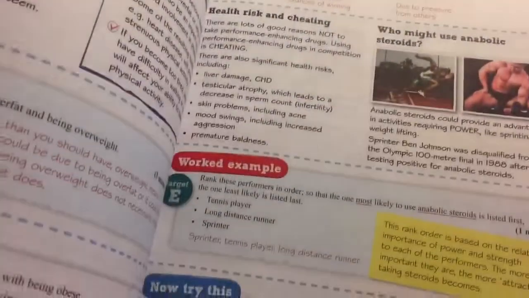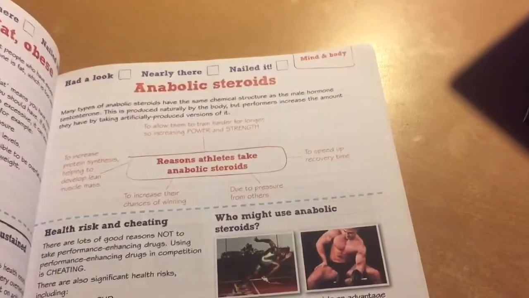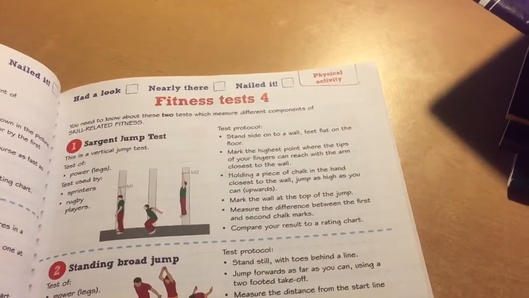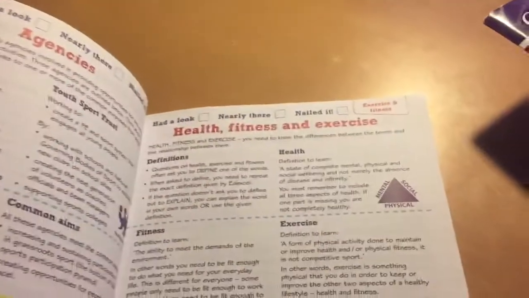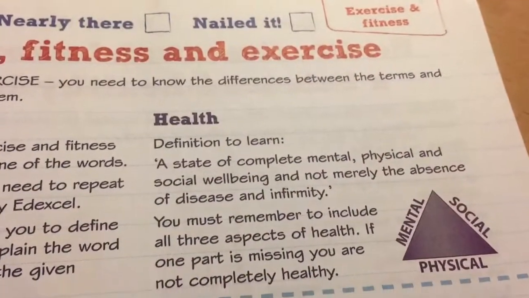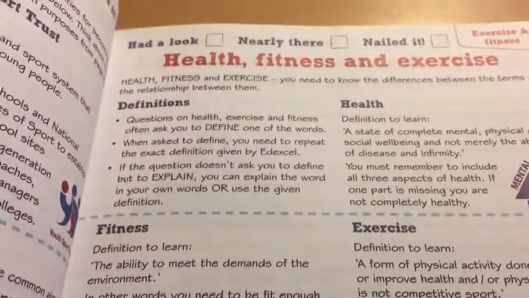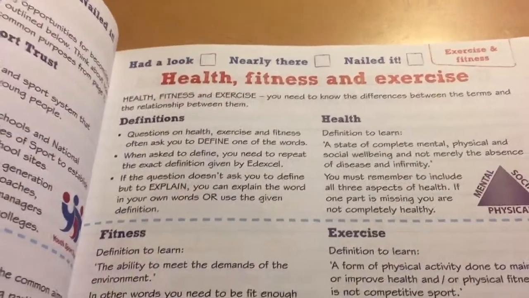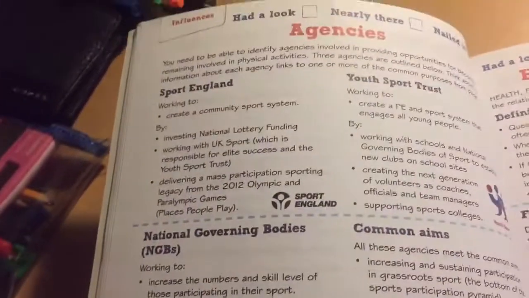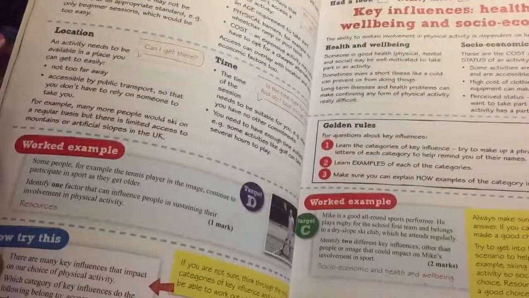If you don't understand it, go through here, read about it. So let's say you scroll through, and you don't understand the definition of health. It gives you it right here. Exercise, fitness, see, done. That's pretty much it. Like your national governing bodies, it lists it. I couldn't really shorten it anyway even if I could.